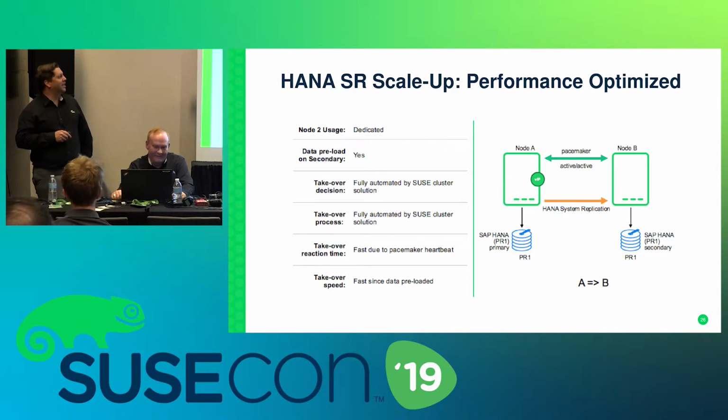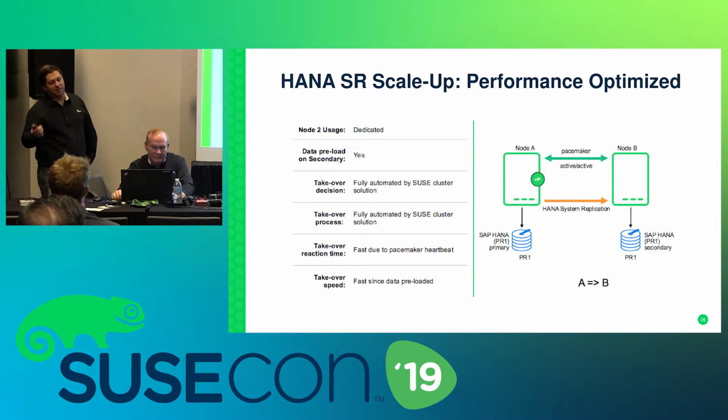So I already basically went through this one. Again, both databases are up in memory, so the takeover is a lot quicker, and therefore it's called performance optimized. The minute it fails over, it just basically needs to make node B the primary HANA database, and make the other one the secondary, and that's about it for your takeover.